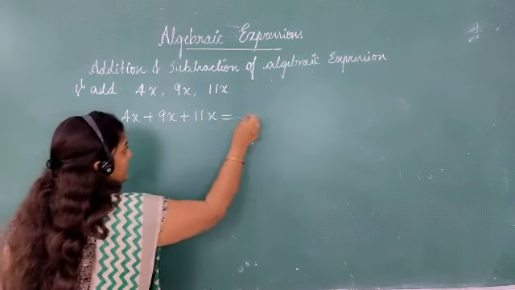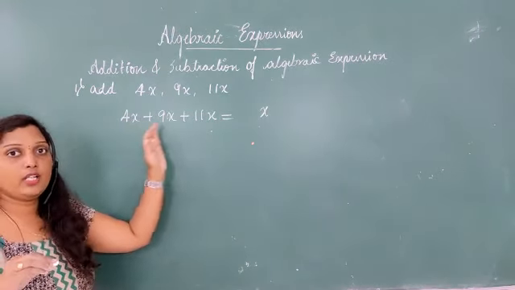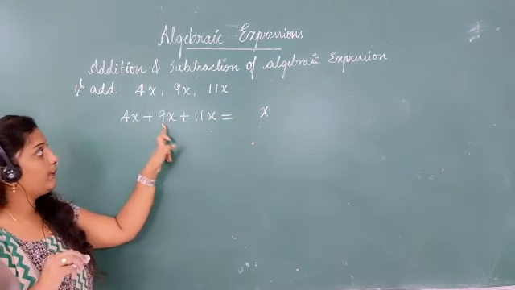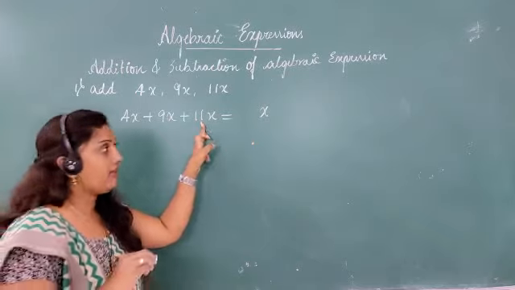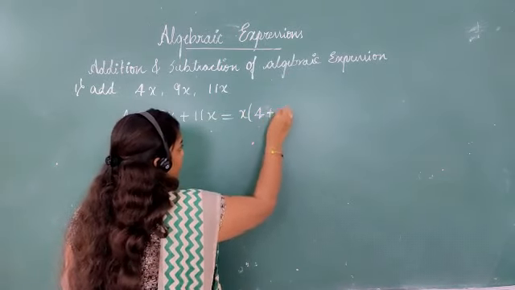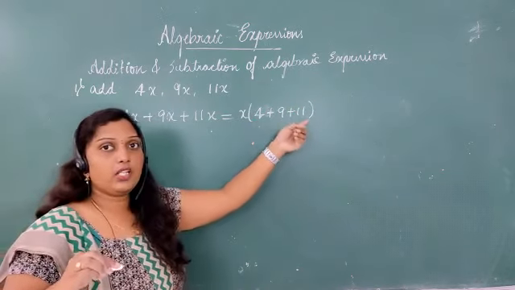So the variable is x here, I will write the variable as it is. Add the numerical coefficients here. What are the numerical coefficients? 4 plus 9 plus 11. So I will write here 4 plus 9 plus 11. So these are the numerical coefficients.